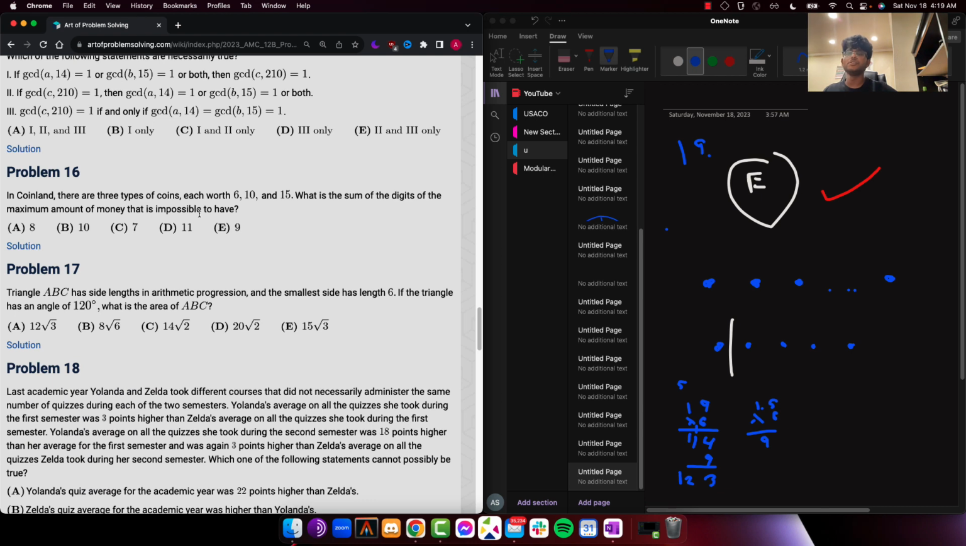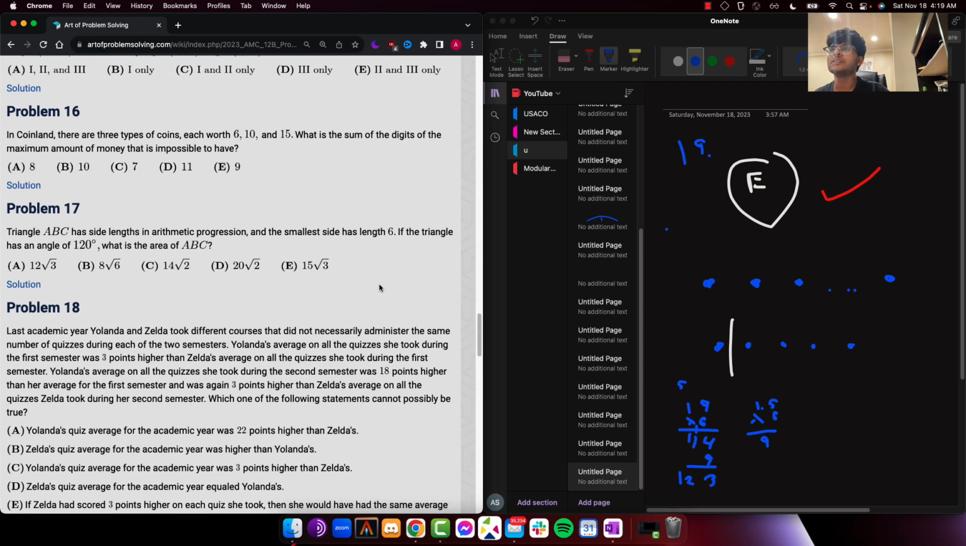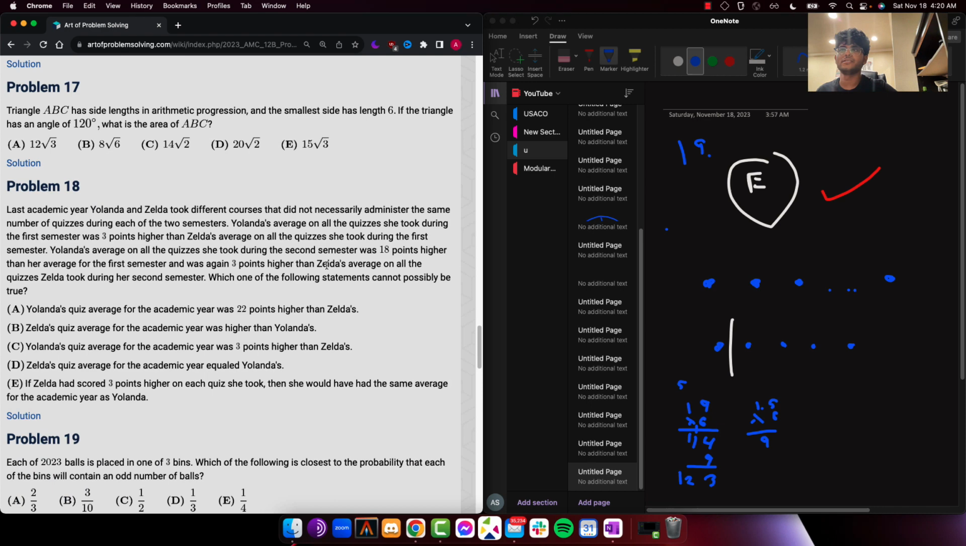Problem 16 I actually liked. It's an extension of the chicken McNugget theorem, which works only for 2 numbers, but you extend it out to like 3 numbers. And yeah, problem 17 was just law of cosines followed by the sine triangle formula bash, which seemed kind of pointless to me.